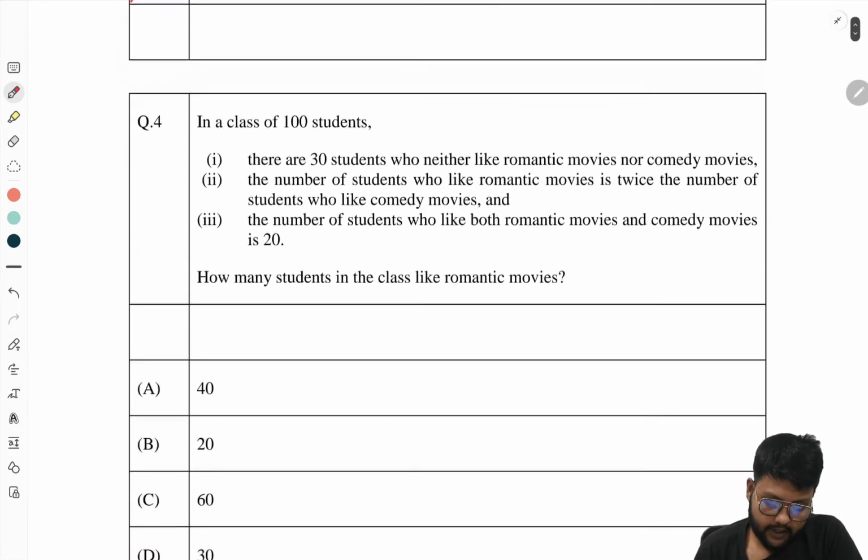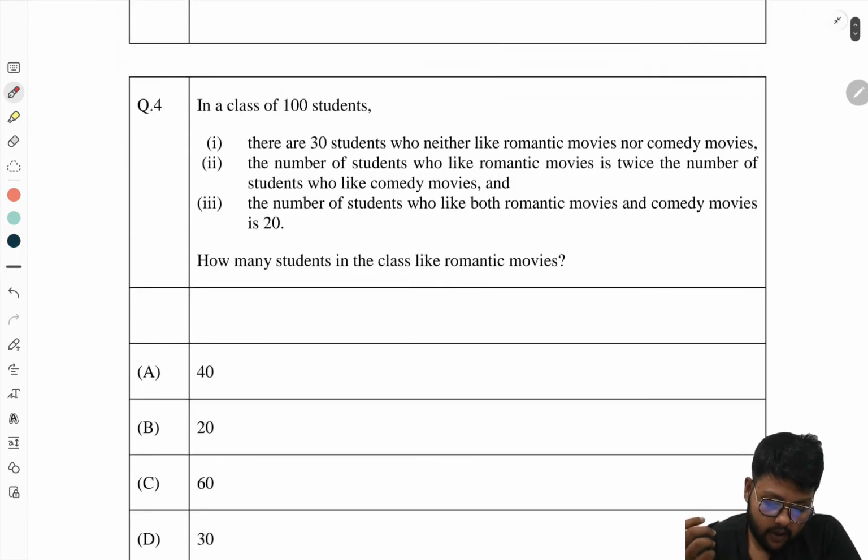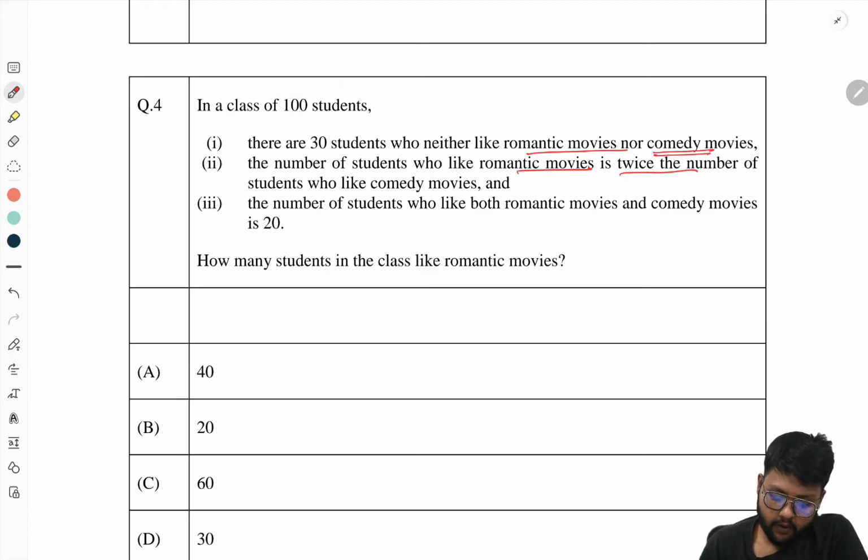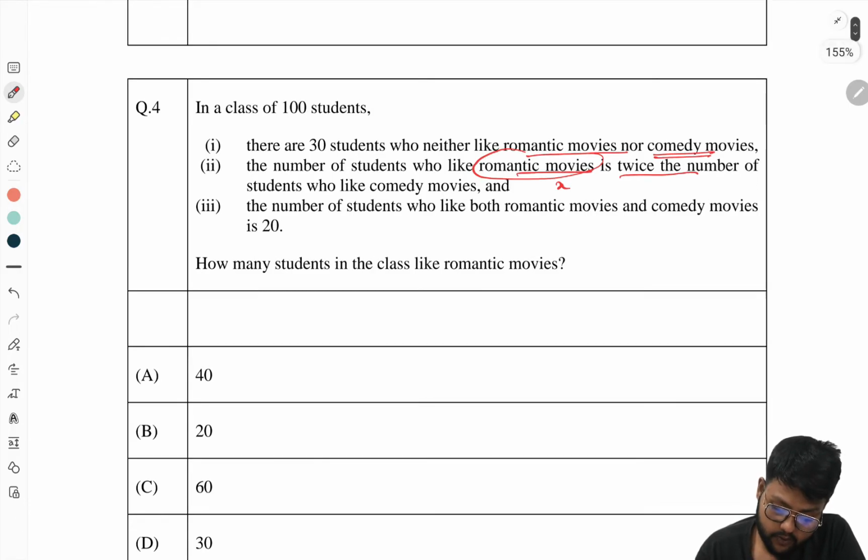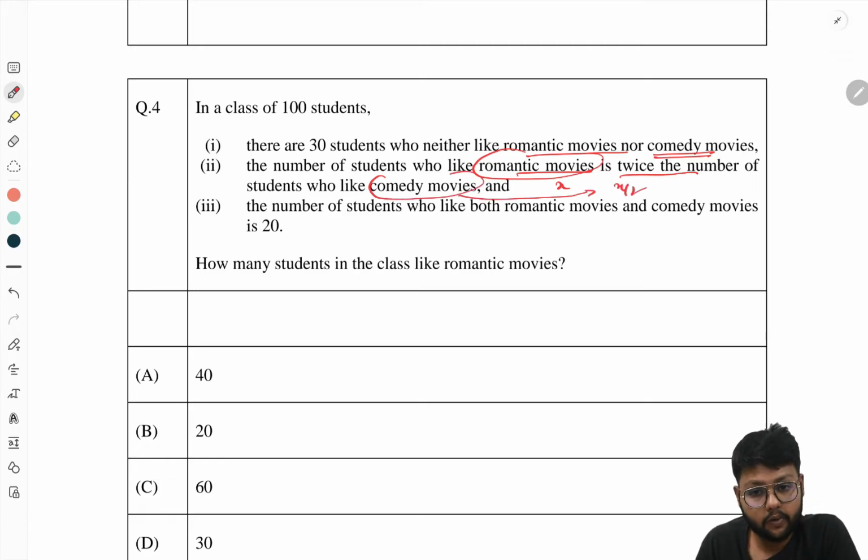Okay, our next question is: in a class of 100 students, there are 30 students who neither like romantic movies nor comedy movies, and the number of students who like romantic movies is twice the number of students who like comedy movies. If the romantic movies number is X, then the number of students who like comedy movies will be X by 2.